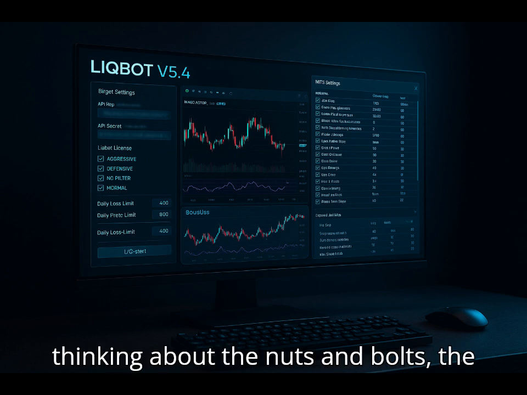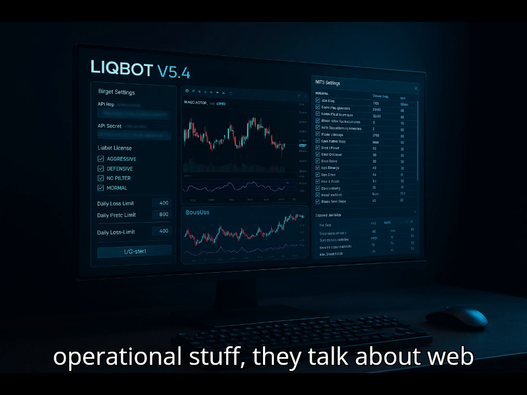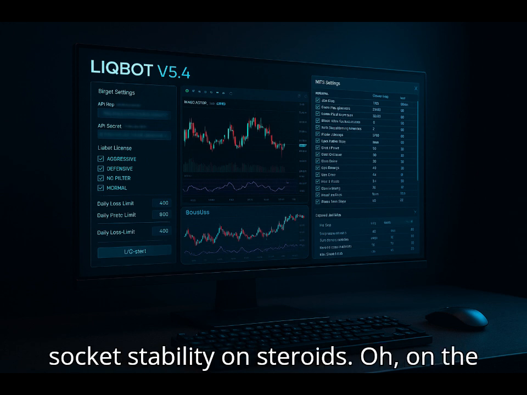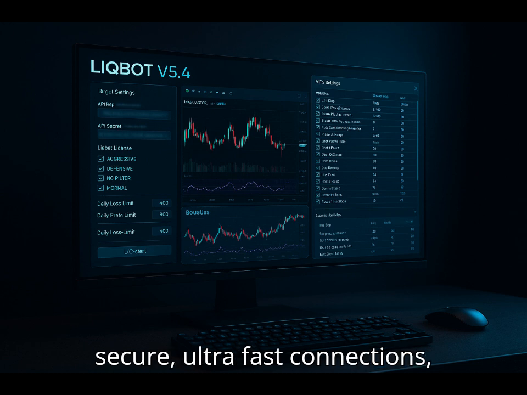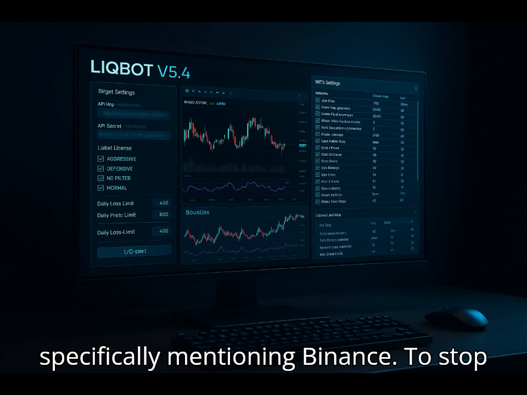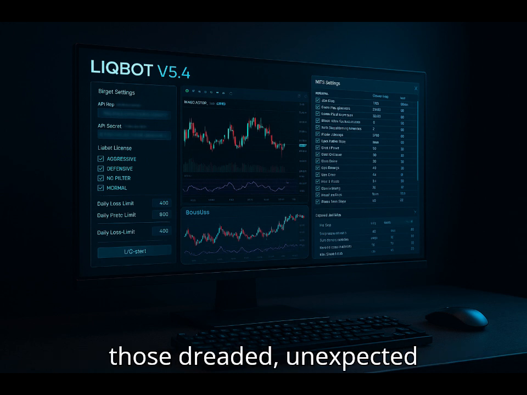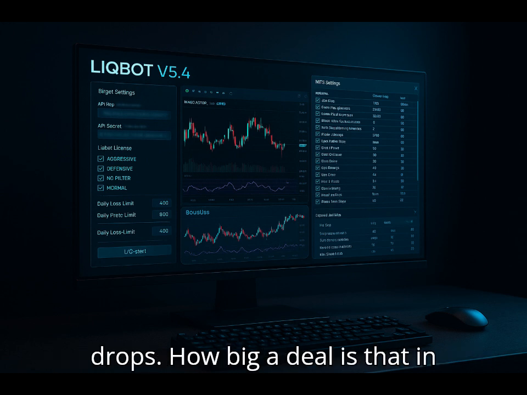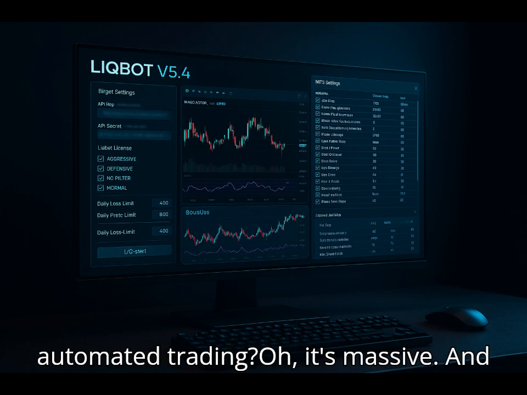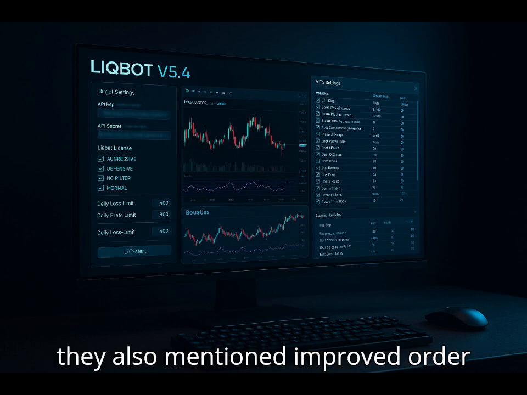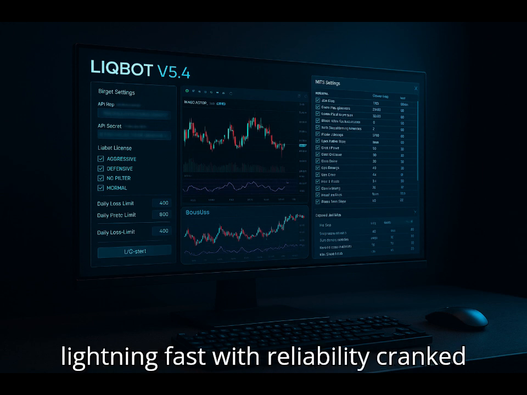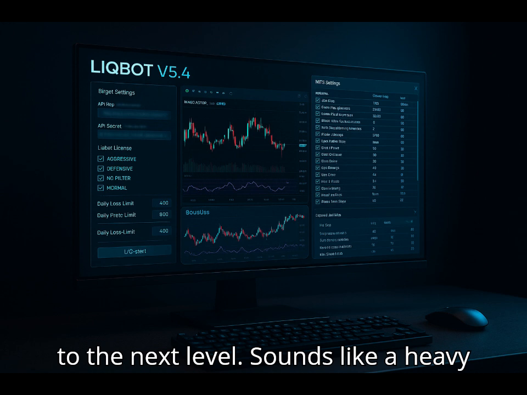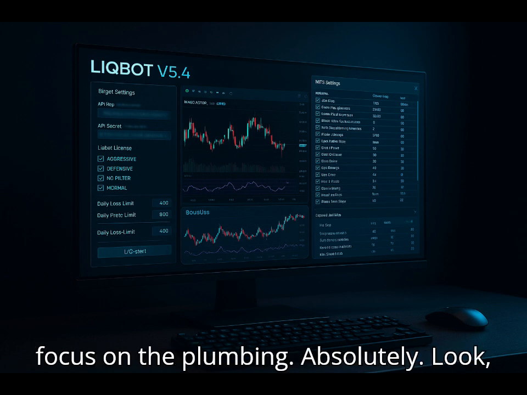Okay, and thinking about the nuts and bolts, the operational stuff, they talk about WebSocket stability on steroids. Oh, on steroids. Yeah, promising ultra-secure, ultra-fast connections, specifically mentioning Binance, to stop those dreaded, unexpected drops. How big a deal is that in automated trading? Oh, it's massive. And they also mention improved order execution on Bitget, described as lightning fast, with reliability cranked to the next level. Sounds like a heavy focus on the plumbing.